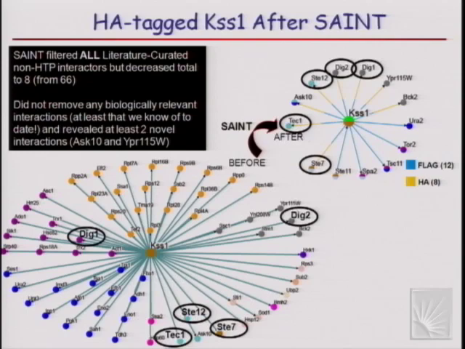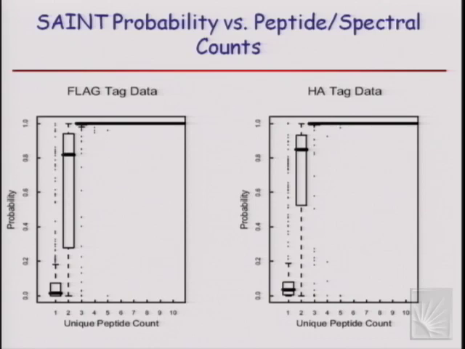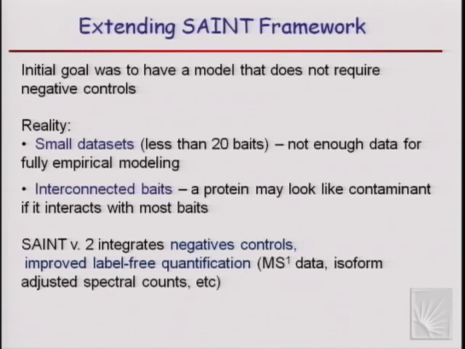Let me skip this slide because of the timing. So now, what are we doing? Yes, the initial goal was to develop a model that does not require any negative controls. And certainly we realized that a lot of the time there are negative controls that can be collected as a part of the study. It's really good practice to have those controls generated, even if it seems like an additional effort and additional costs.